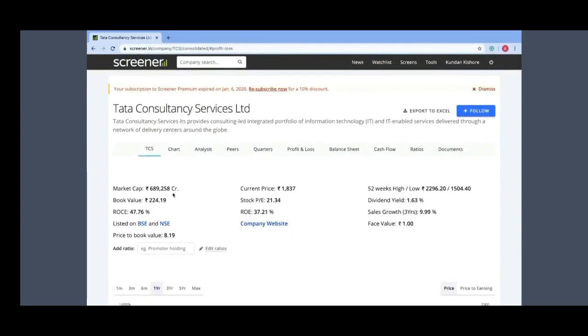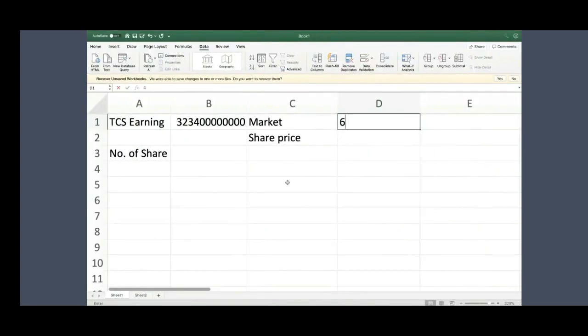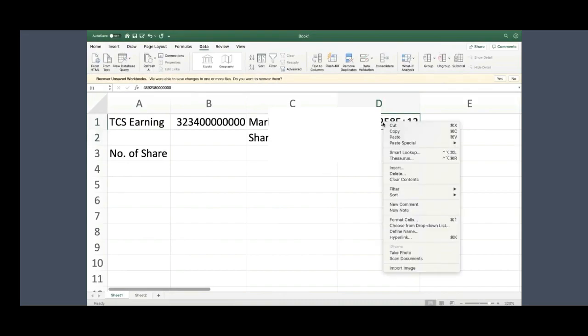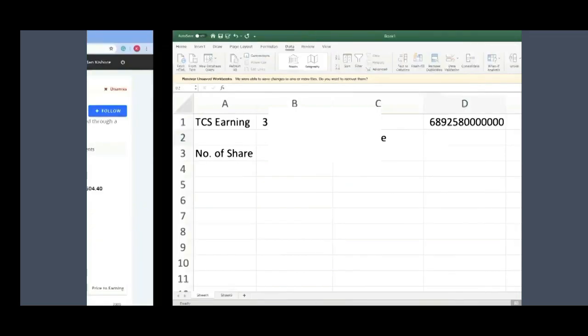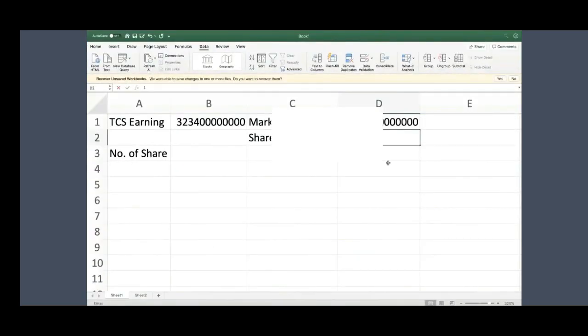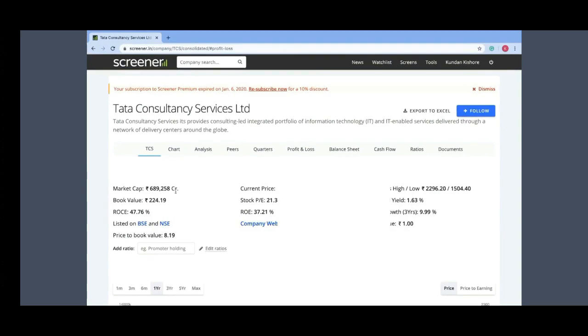Which is 689,258. But this is again in crore, so add seven zeros: 1, 2, 3, 4, 5, 6, 7. Now this much is the market capitalization of TCS, and you have the TCS share price, 1837. Obviously this is 1837 rupees and not in crore. However, the market cap is in crore, it is written very clearly, right?